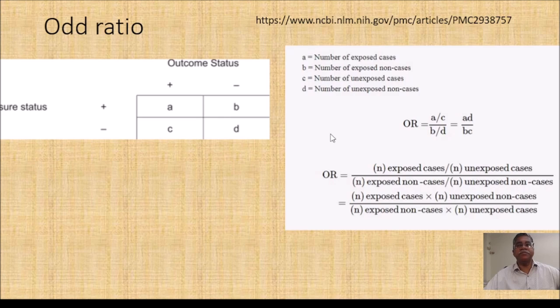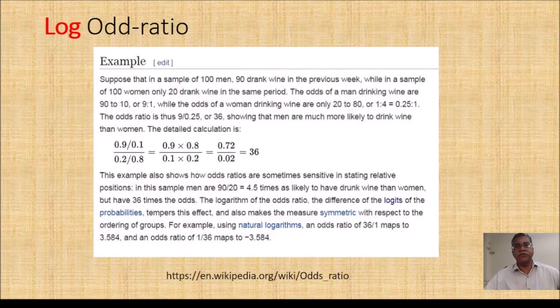So this is a pretty easy multiplication, right? So you have the exposed cases, that means people who are exposed and got ill, versus unexposed cases, which is C. And then you have exposed non-cases versus unexposed non-cases, okay? Now, the question is, we talk about the ratio, but I used the word log odds ratio. So why do you come up with the log odds ratio? Okay, so let's take another example of this. This has just come straight out of Wikipedia, but it's a pretty useful illustration. Let's say there's 100 men, 90 drank wine the previous week, while in the sample of 100 women, only 20 drank wine in the same period, okay?